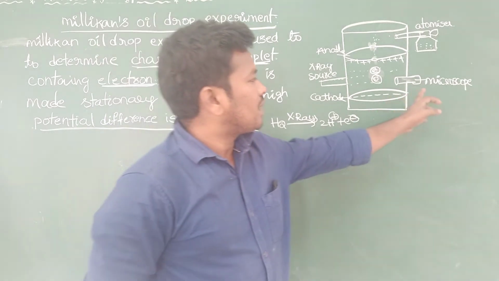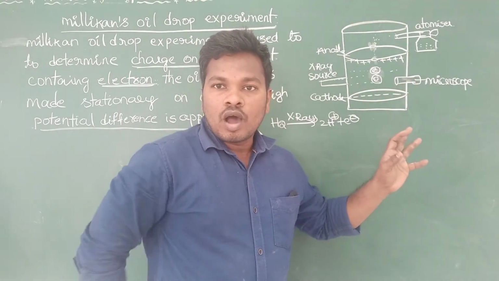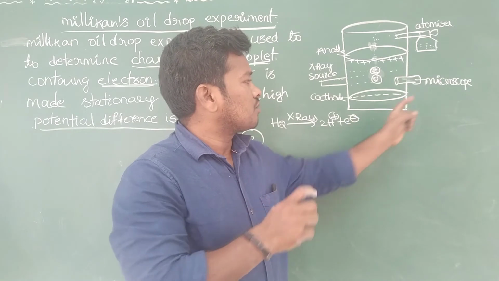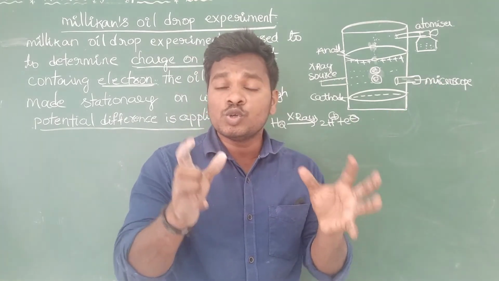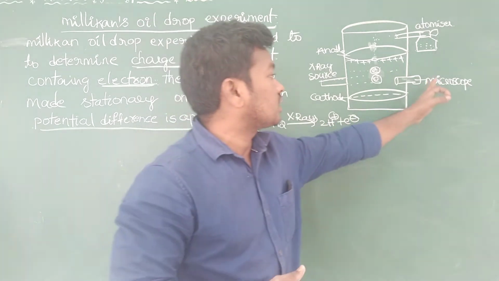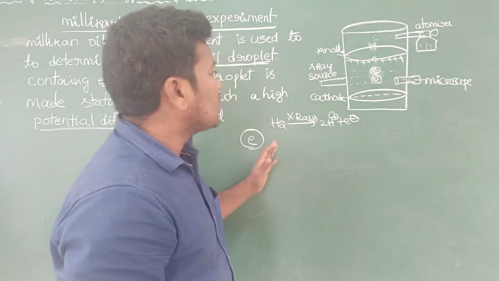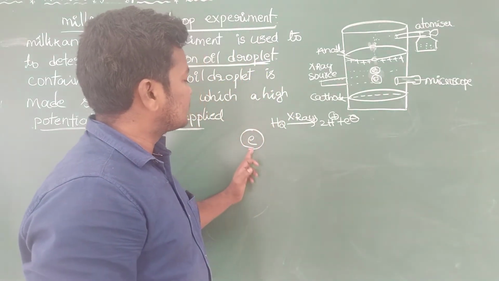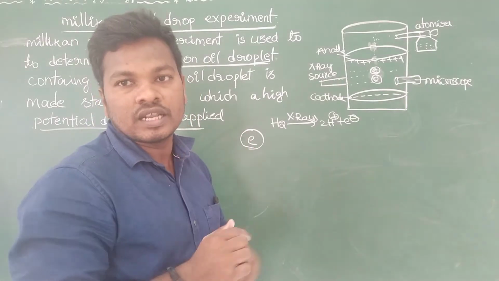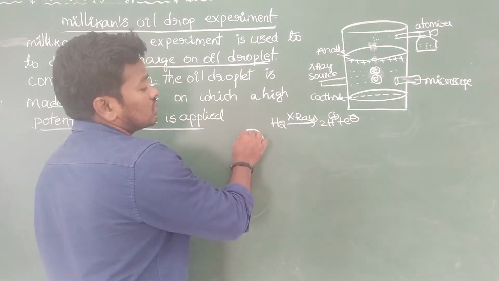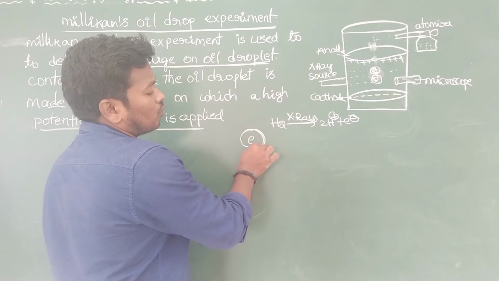With the help of a high resolution microscope, we can see the oil droplets surrounding the electron. That's why they kept the high resolution microscope. So the electron is inside, and the oil droplet surrounds the electron.